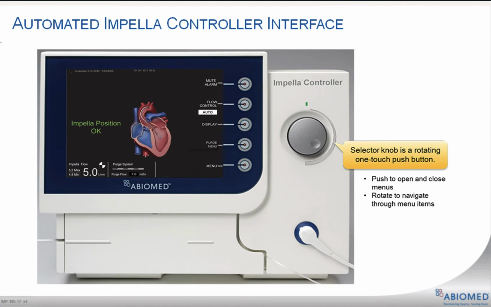The catheter plug is the connection point on the controller for the connector cable. The purge cassette door is a spring-loaded door that opens to provide access to the purge cassette when you press the door release button on the left side of the Impella controller.